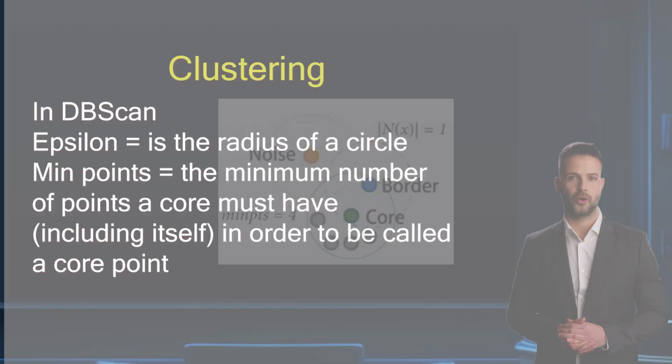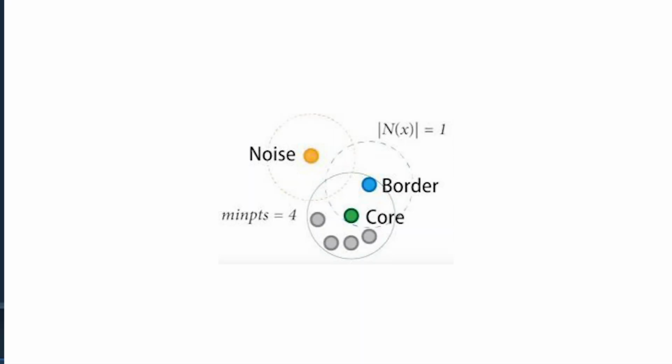Here min points is 4, so we must have 4 points to be a core point. You can see that the green point has more than 4 points in its neighbourhood, including itself, so it is called a core point. The point which does not have the minimum number of points, but is a neighbour of a core point, is called a border point. Here, the blue point is a border point. The point which does not have the minimum number of points and is not a neighbour of a core point is called a noise point. Here, the orange point is a noise point.